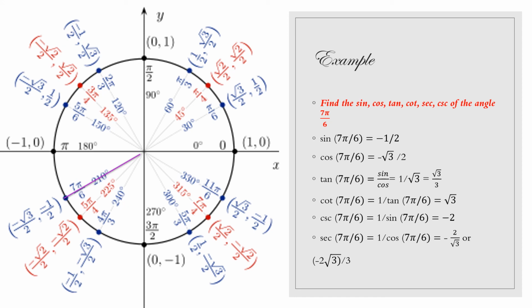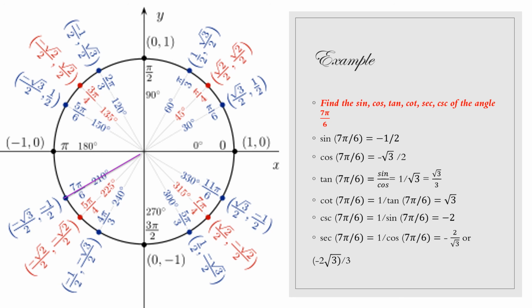Now the tangent is defined as sine over cosine. So we're going to have negative half over negative square root 3 over 2, and the answer is going to be 1 over square root of 3. The cotangent is the reciprocal of the tangent, so the answer is square root of 3.